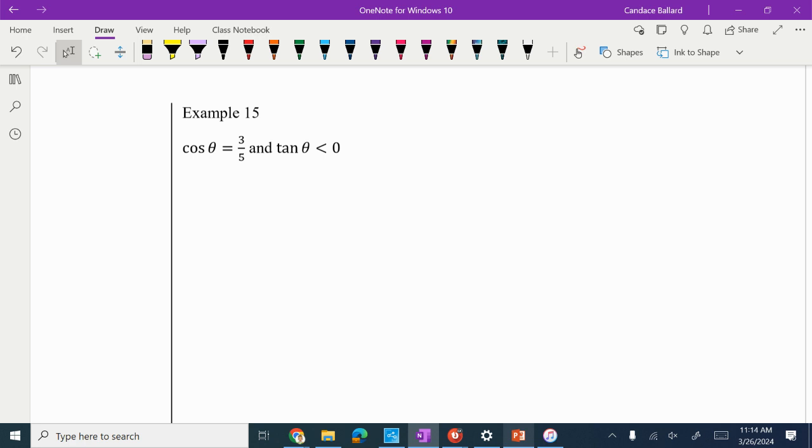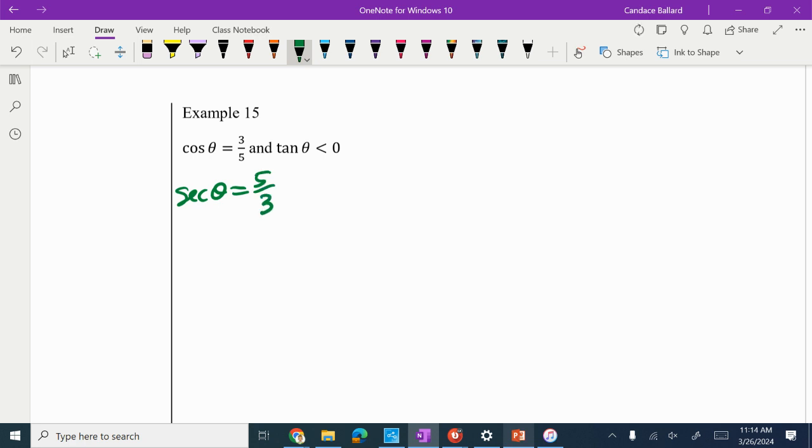All right. I'm going to give you a little bit more to do on your own this time. First thing I want you to do is find the reciprocal one. So find the reciprocal one quick. That should take you 10 seconds. Okay. What's the reciprocal one? Secant, and that is 5/3.